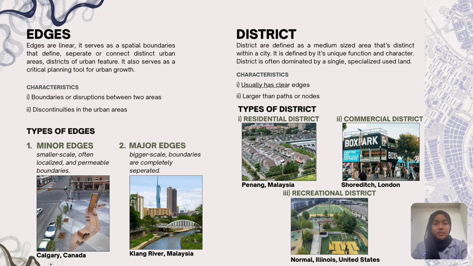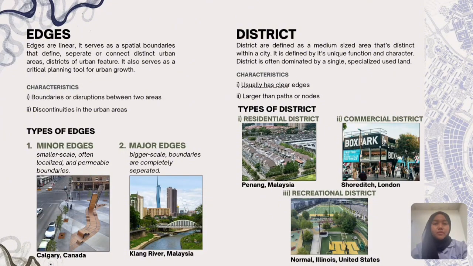Other than path, edges are linear elements that act as boundaries, either separating or connecting different urban areas. It is also important as a planning tool for urban growth. For the characteristics, boundaries are disruptions between two areas, for example, a river, highway, or wall. Second, discontinuities in the urban area, where there is a sudden change in the urban environment, for example, noticeable differences in buildings, routes, and activities.